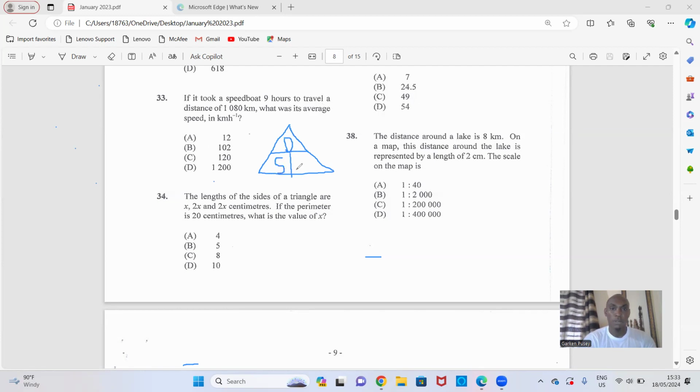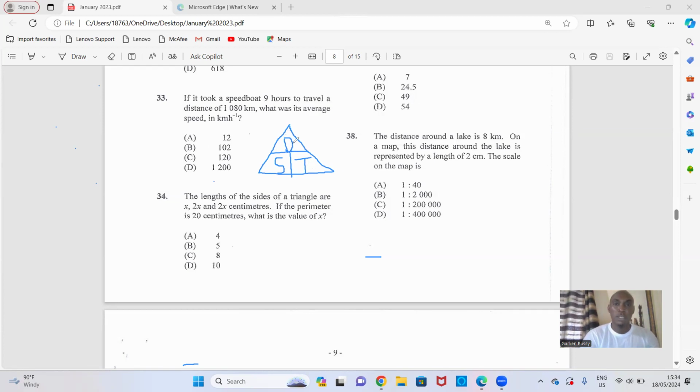Let's write speed for now, and time. So let me explain to you how this works. You can use this triangle to remember the formula to find the average speed, the distance, and the time. So let's go. It says speed is equal to distance traveled over time taken.